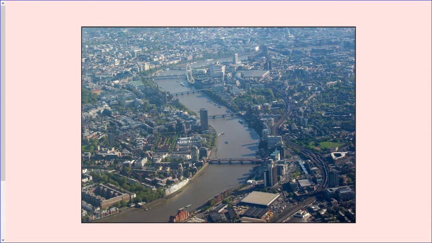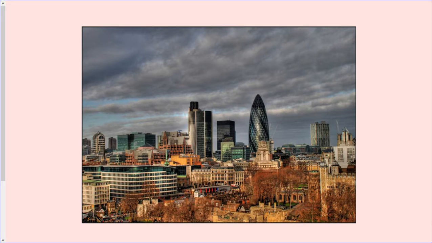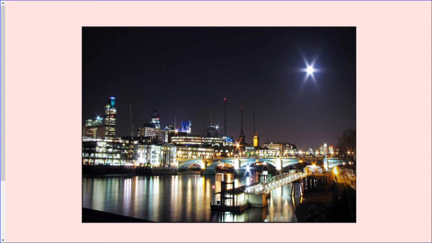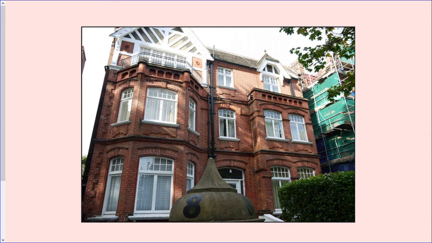In this picture, I can see lots of bridges to help people cross the river. This river is called the River Thames. I can see buildings of all different shapes and sizes. I can see bright lights from the buildings lighting up the night sky. I can see a big house made from bricks. I wonder who lives here.